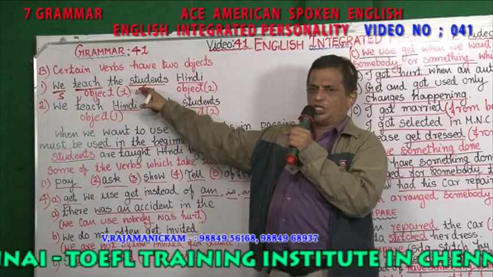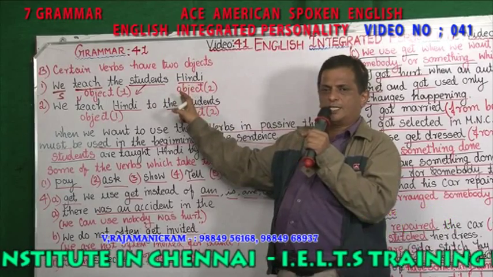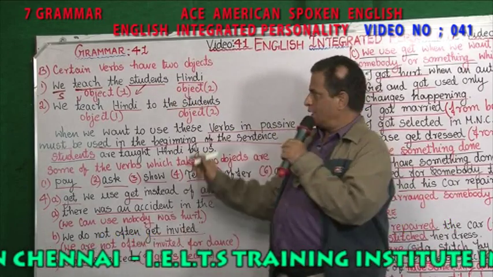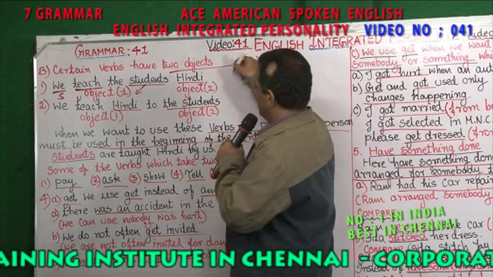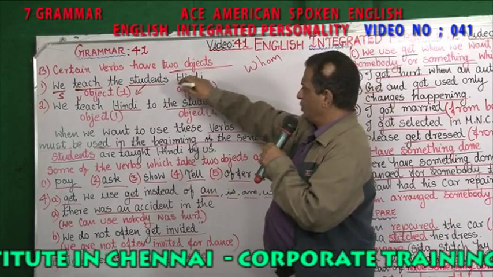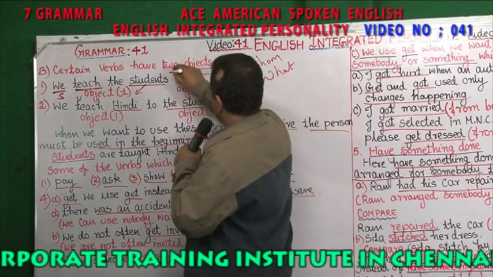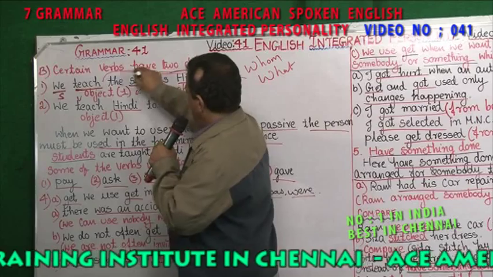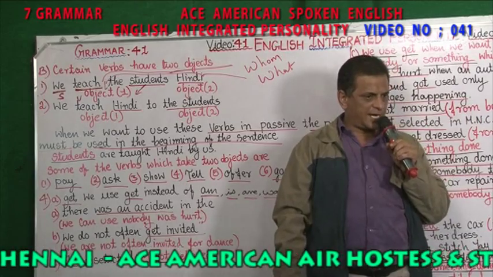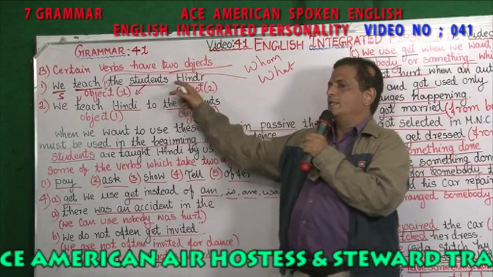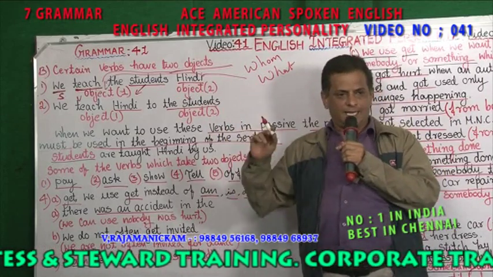So, whom do we teach? You ask a question, whom? You get an answer, students. What? You get an answer, Hindi. When you ask a question to the verb, you get an answer. That is called an object, right? You get first object, students. Second object, Hindi. We teach students Hindi, right?